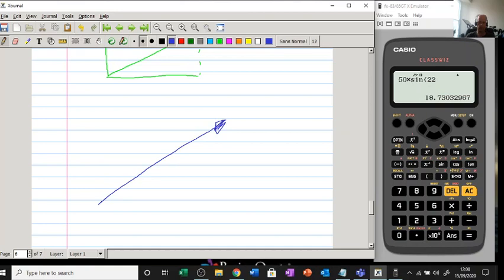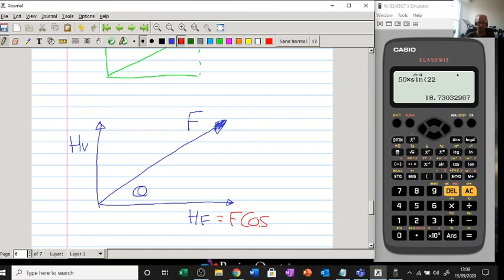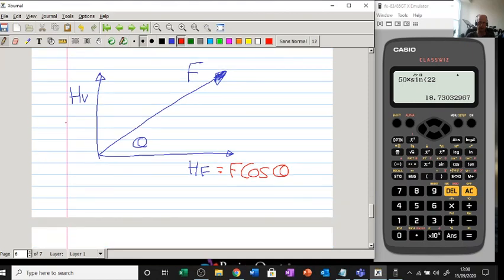If I've got a force like that, I label the force F. And then this here is my horizontal component, FH, and this here will be my vertical component, FV. There's my angle. So this horizontal force is going to be F, remember, cos theta, and this vertical is going to be F.